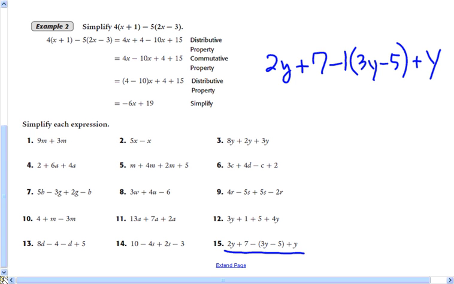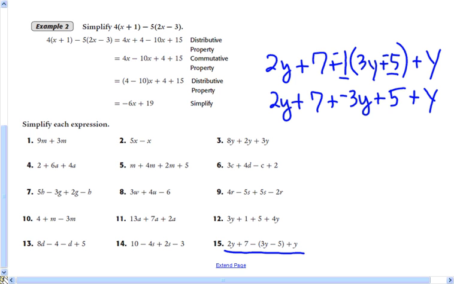any time we're just subtracting a number, it's the same as subtracting 1 times that number. And subtraction is really adding a negative. So what we have there is a distributive property going on. So to get rid of the parentheses, you can just multiply -1 times each of those things inside the parentheses. So we would get -3y. And this is really a -5 there, and a -1 times a -5 is a +5 plus y.